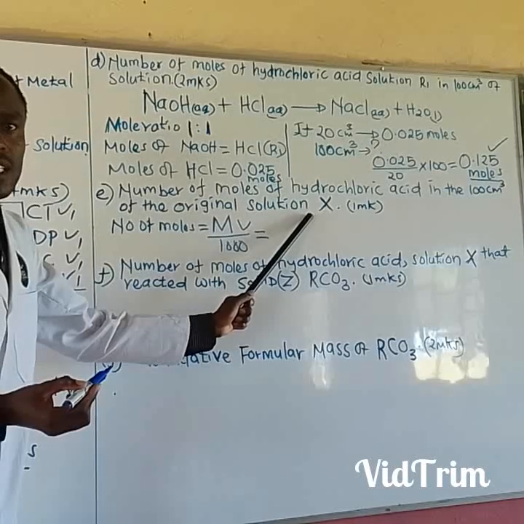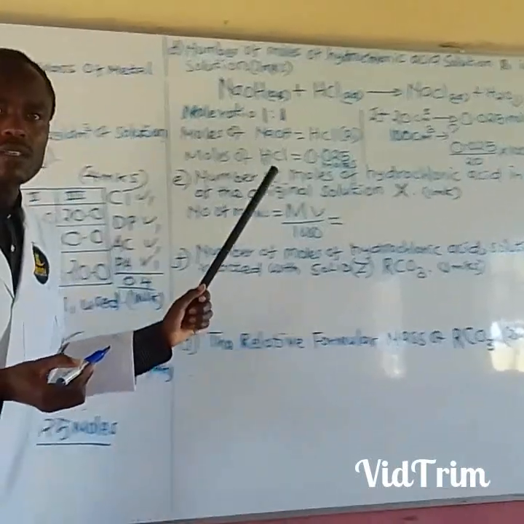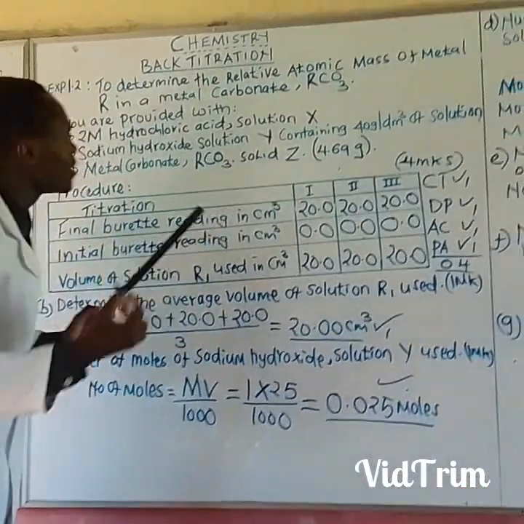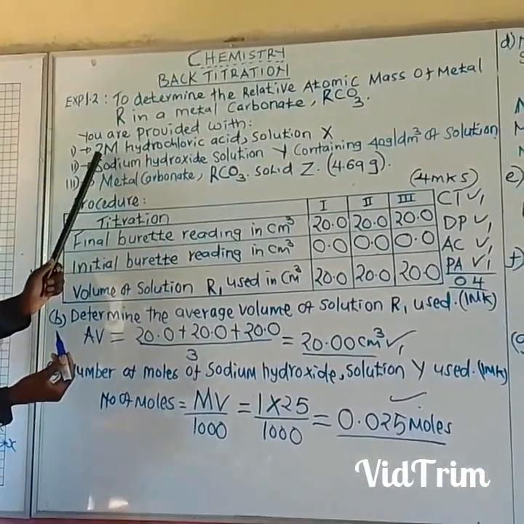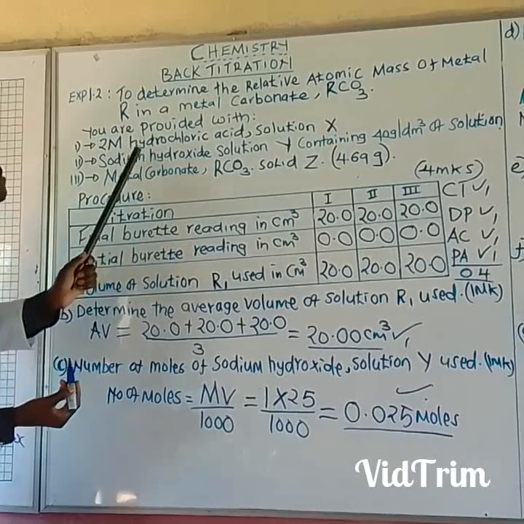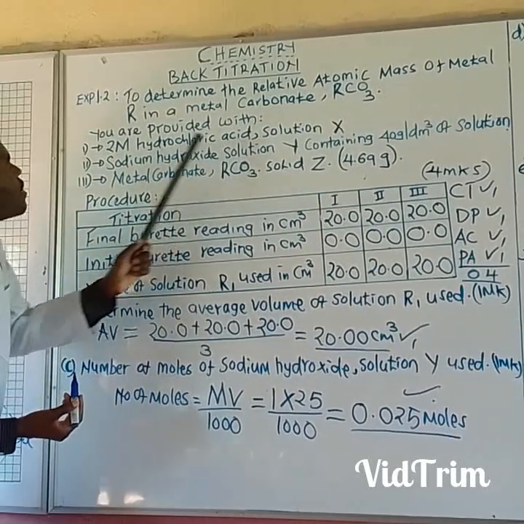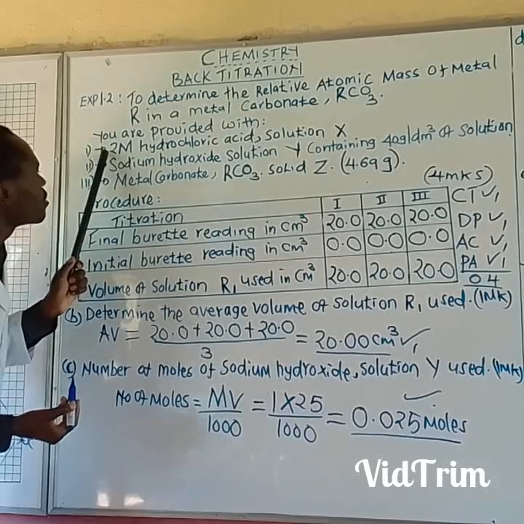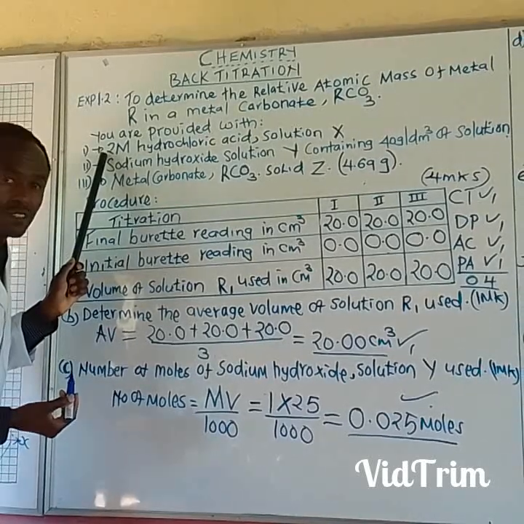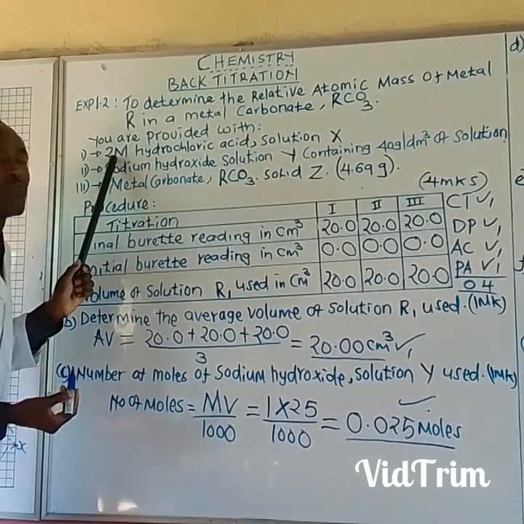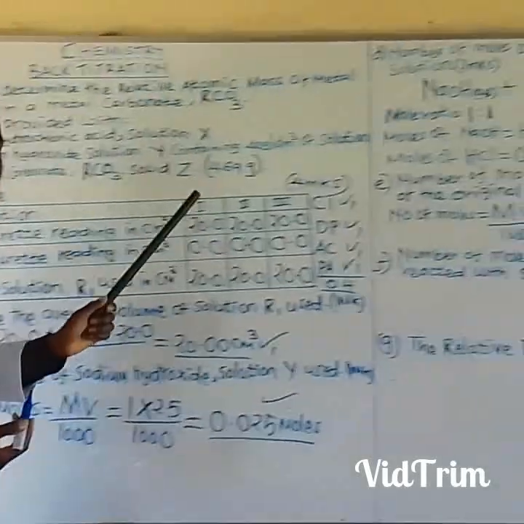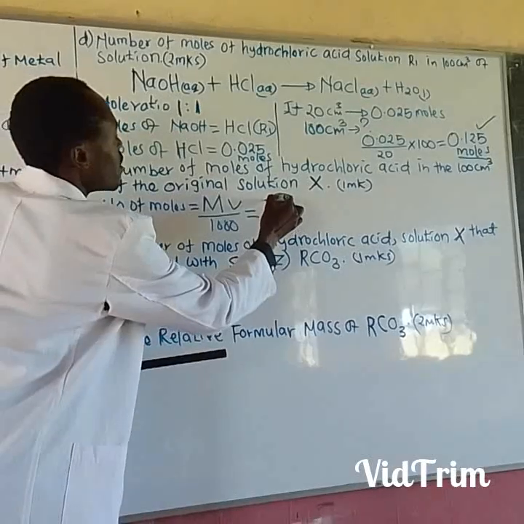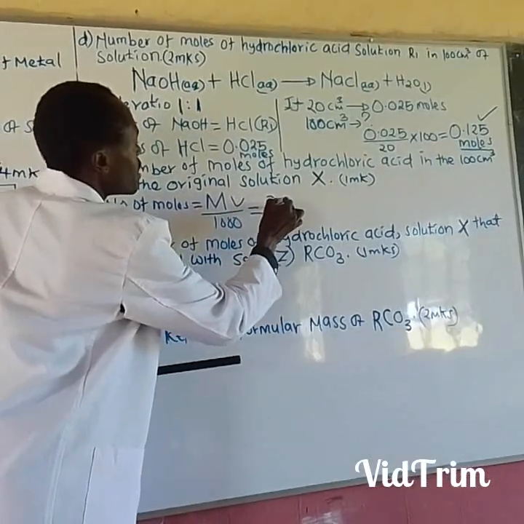Then in the original solution X, what's the molarity? Let us go back to our procedure. Focus slowly, my student, focus slowly with me. We talked of solution X is hydrochloric acid, and the molarity is very clear. It is 2 molar. So the original solution, the molarity is 2 molar. Is it okay? So let us move slowly and focus. So we say that 2. So the molarity is 2.